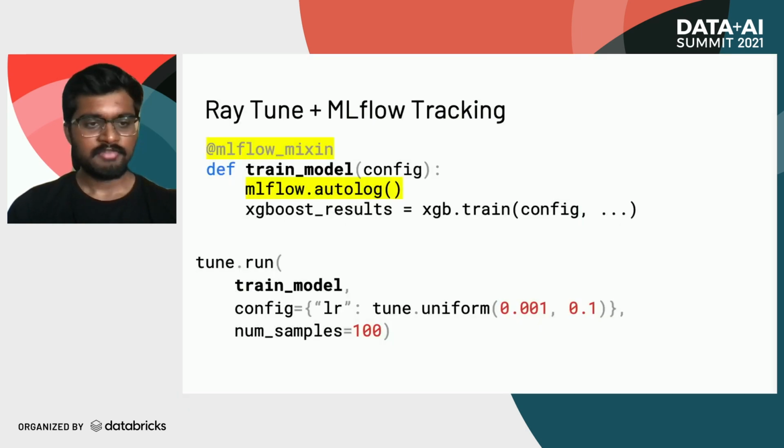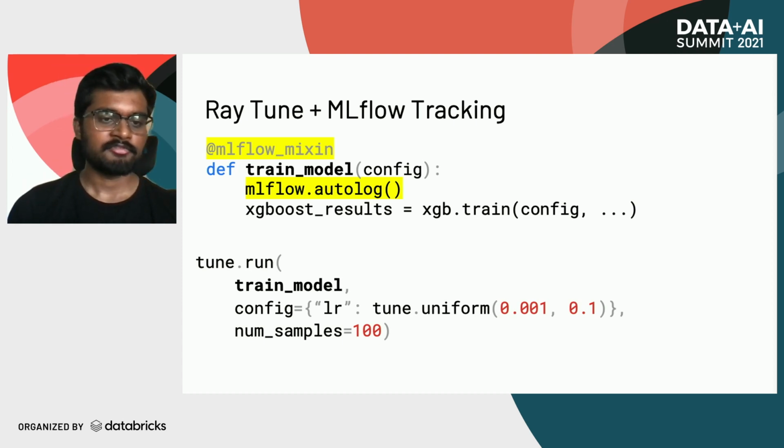There's also an alternative API you can use, which is the MLflow mix-in decorator. This allows you to have more fine-grained control of what's being logged to MLflow within your training function. So in this example, if we decorate our training function with MLflow mix-in, we can now specify MLflow to autolog and use MLflow's autologging capabilities, which will handle automatic logging for certain models such as XGBoost or PyTorch Lightning, which we will see later.